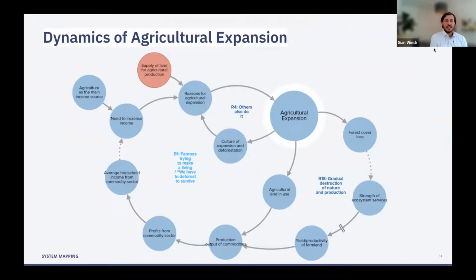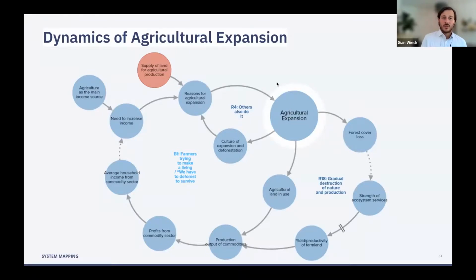Perfect, thank you. So this is an excerpt of the system map from Peru. Here we see the main variable of agricultural expansion, and some of the variables, relationships, and loops that we identified that play a role within the system. I want to briefly highlight those three loops. Agricultural expansion is happening because, on the left, you see the need to increase income. Agriculture is the main income source within the region.